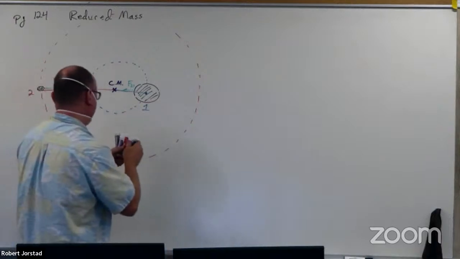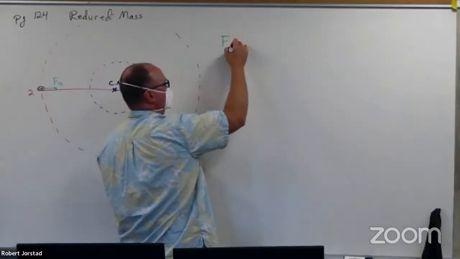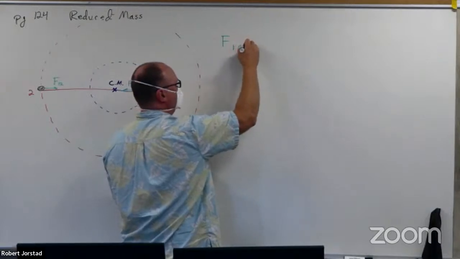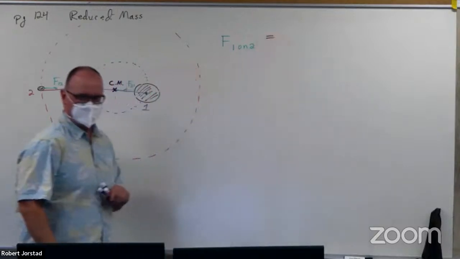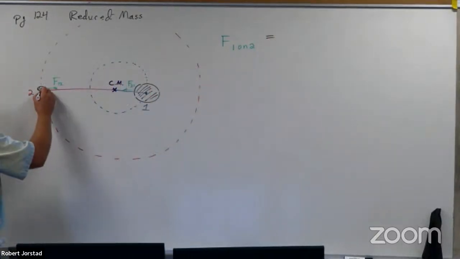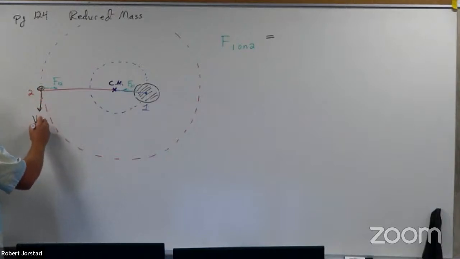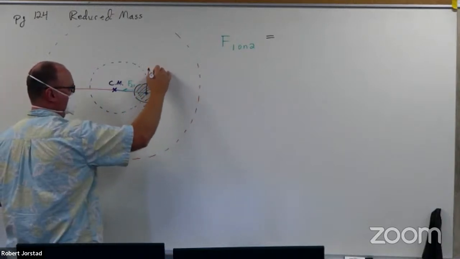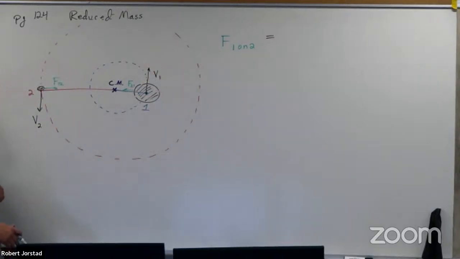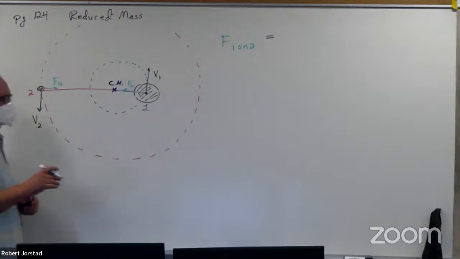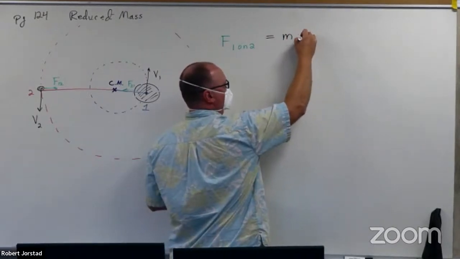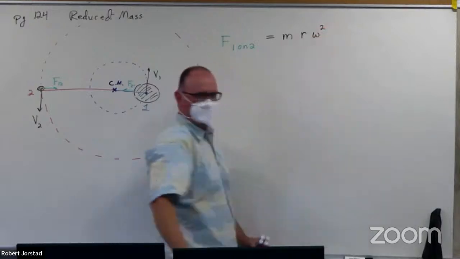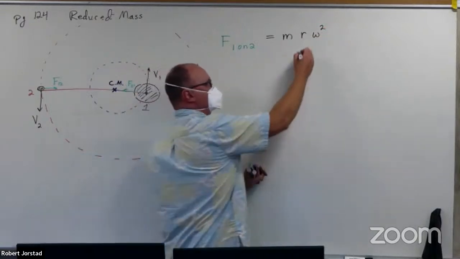I could say F1 on 2 is equal to, now most of you would probably say, oh, there's some speed here. Let's say this one's going down, some speed V2. This one might have some speed V1. We could say mv squared over r, but I want to do this in rotation land. So I'm going to say it's mass times r omega squared. Right? Remember that this is a different way to write AC.